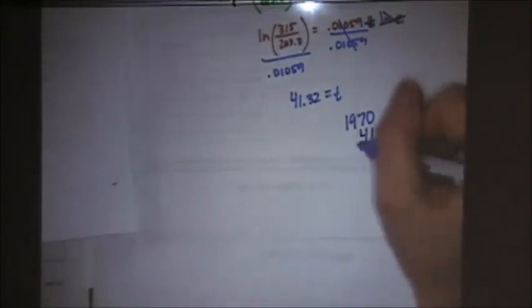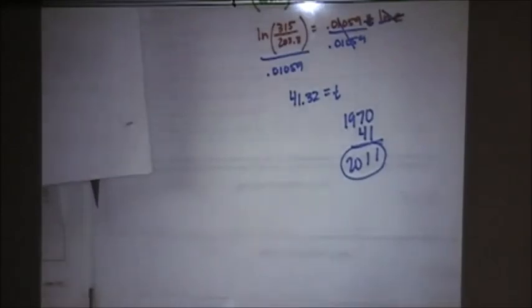But I have to add that to whatever year I used as my A0, and in this case I used 1970. So I have to add 41 to that. So my year is going to be 2011. And be careful about that on the questions that you're putting in the actual year. Sometimes they ask you how many years does it take, and sometimes they'll say in what year.